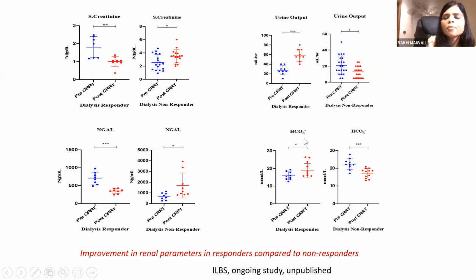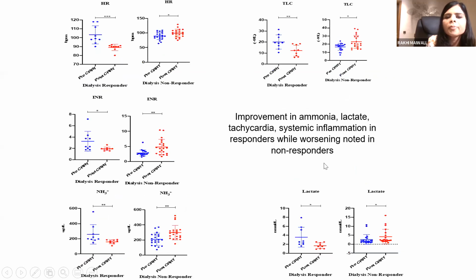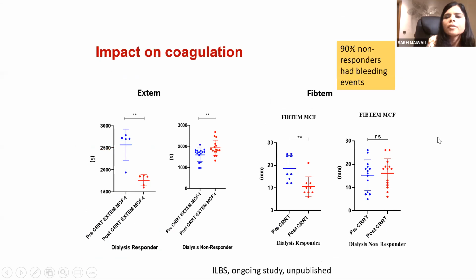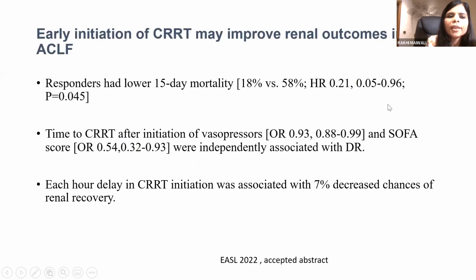We can see here the responders had shown improvement in all the parameters, the improvement in ammonia, the heart rate, systemic hemodynamics, lactate, but there was no response in the non-responders. And non-responders also had worsening of coagulation. And this is a very difficult complication that we see in these patients, and these patients had bleeding events.